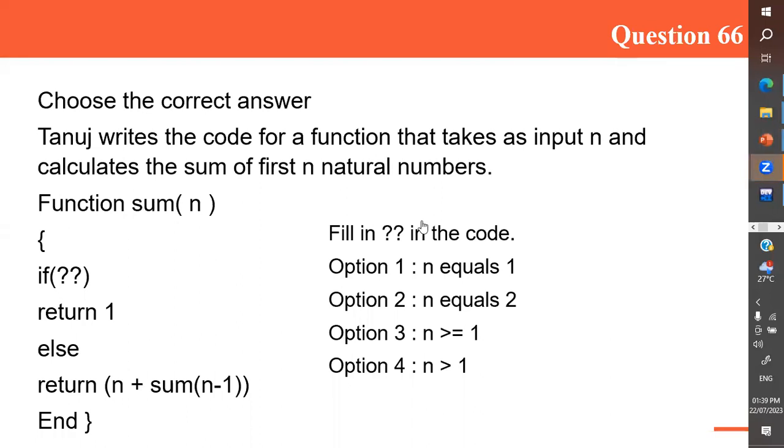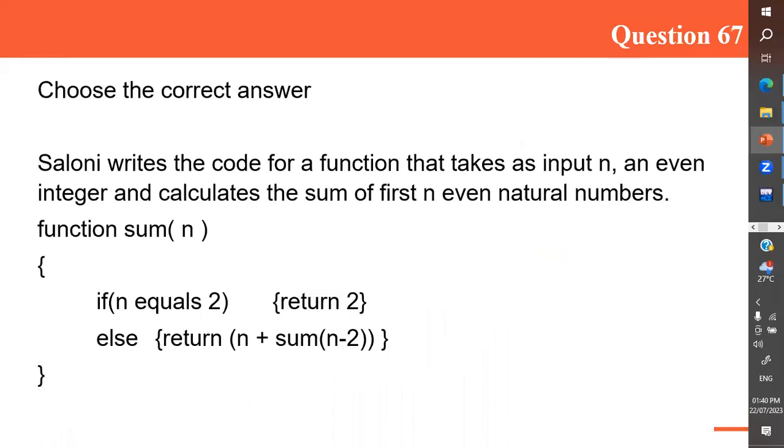Got it, everyone? So everyone says answer is option 1. So what we have to do: the function takes input n and calculates the sum of first n natural numbers. When will I return 1? How many numbers if I add is 1? Only 1. Sum of 1 natural number is 1. So I'll write if n equals 1, return 1. If not, return n plus sum of n minus 1. Simple. Option 1. Perfect. Cool. Going for the next one.